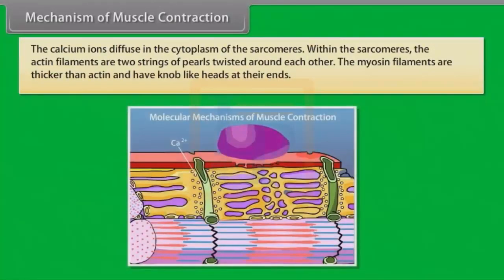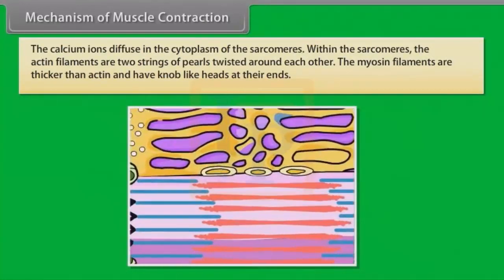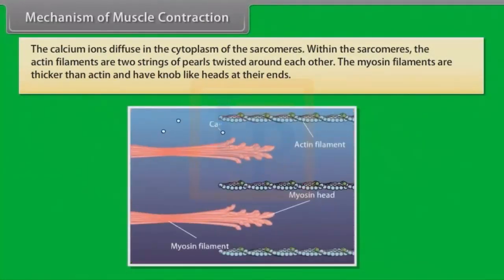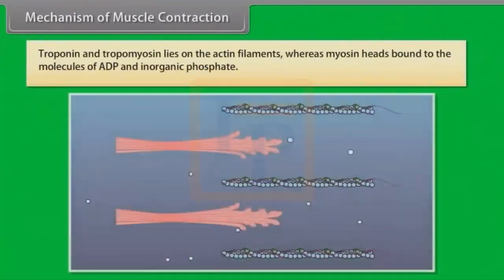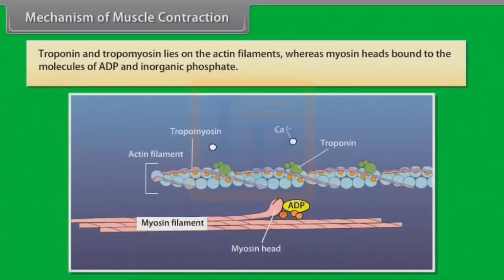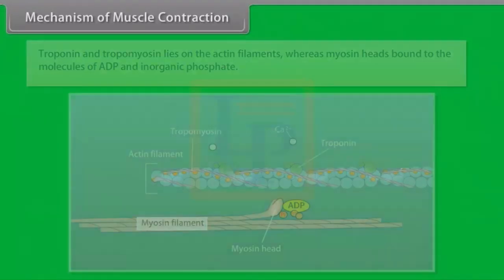The calcium ions diffuse into the cytoplasm of the sarcomeres. Within the sarcomeres, the actin filaments are two strings of pearls twisted around each other. The myosin filaments are thicker than the actin and have knob-like heads at their ends. Troponin and tropomyosin lie on the actin filaments, whereas myosin heads bound to the molecules of ADP and inorganic phosphate.